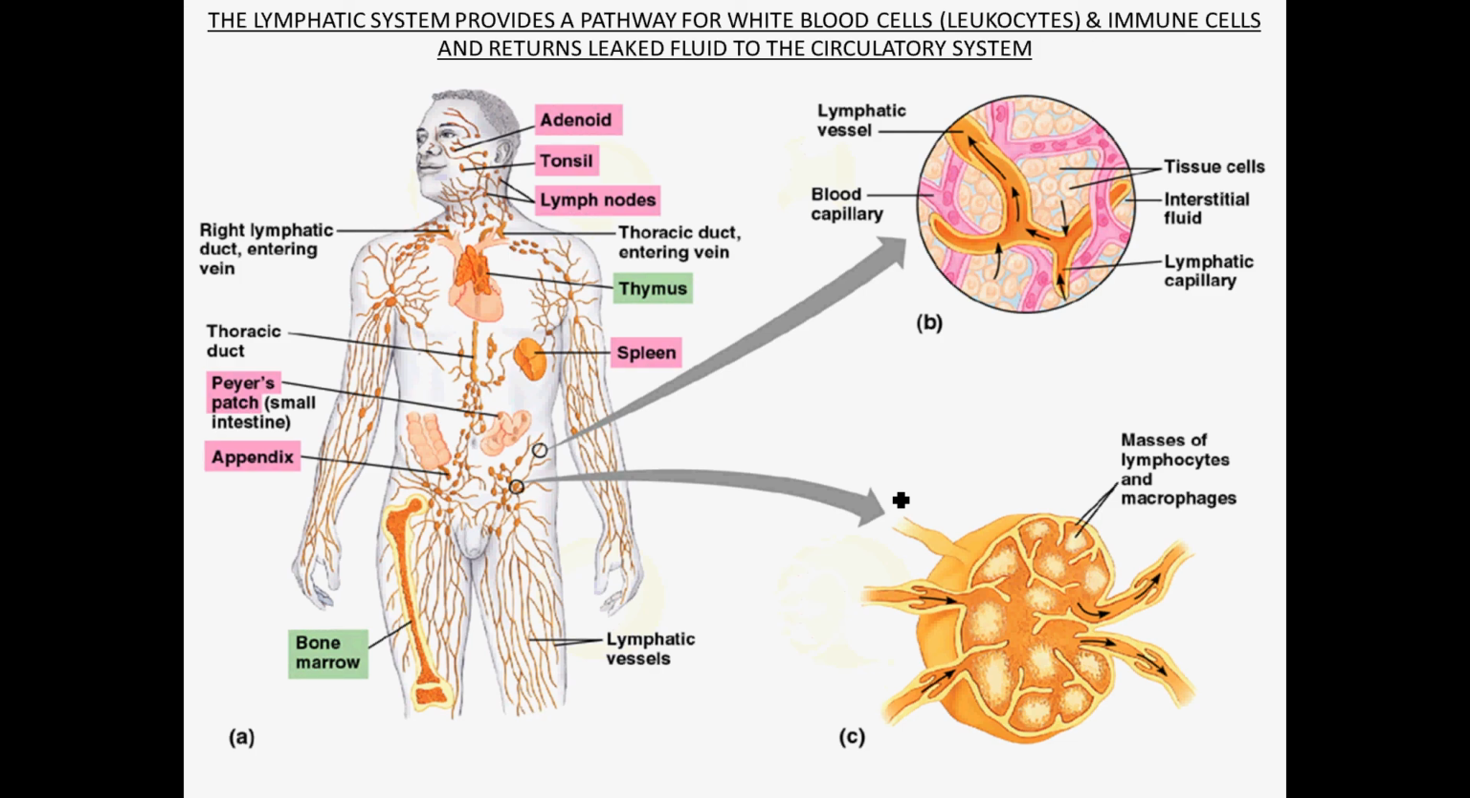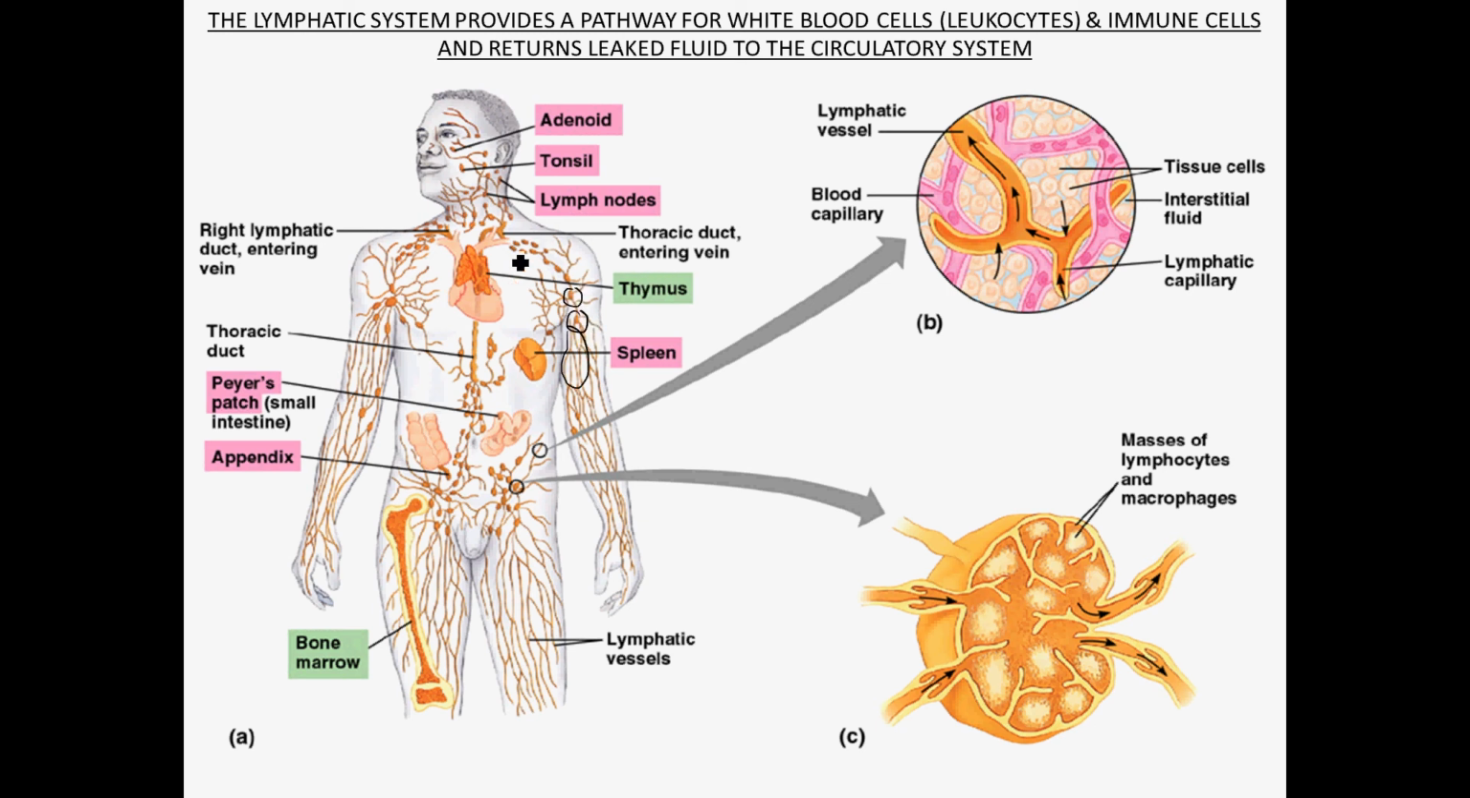A little transition here. The lymphatic system provides a way for white blood cells, the leukocytes, and immune cells to travel, and it returns leaked fluid to the circulatory system. This may be coming out of left field, but the lymphatic system in mammals is picking up leaked fluid and white blood cells from the circulatory system. If you're confused about this or have more questions, we can address that in class. Suffice it to say that all of these are lymphatic vessels picking up lymph, and there's a lymph node and there's a lymph node.